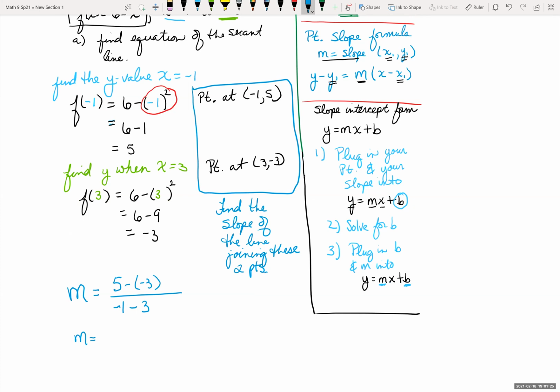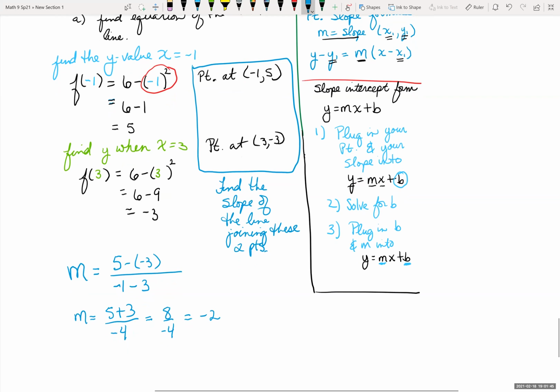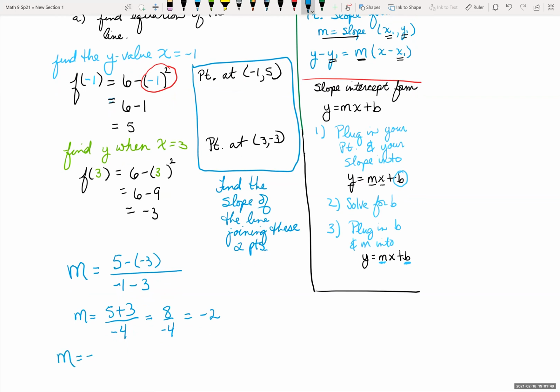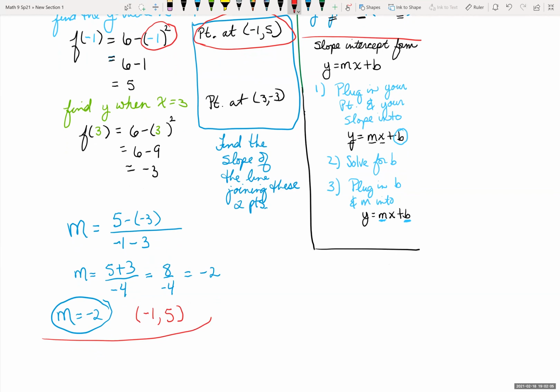So we get m is equal to 5 minus -3, 5 plus 3, all over -1 minus 3, which is -4. Well, 5 plus 3 is 8, divided by -4. This gives us -2. So we have a slope, which is -2. We have a point, so it doesn't matter which point you choose. Let's choose, how about the first one, -1, 5. So using this, we want to find the equation of the line.